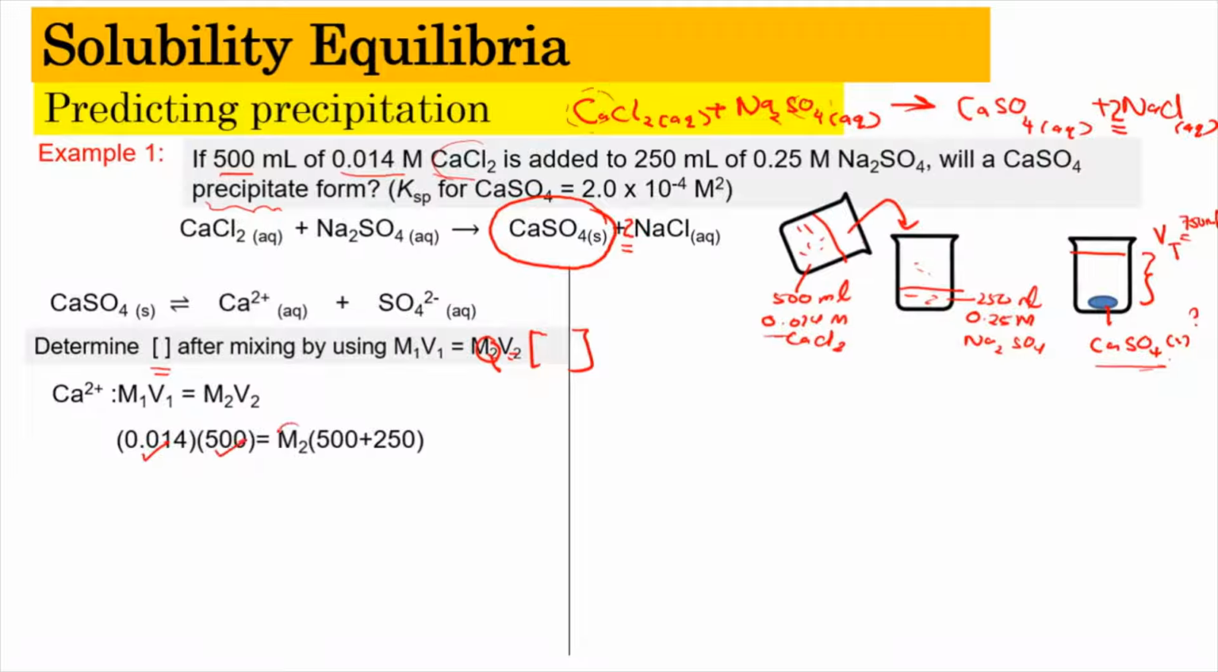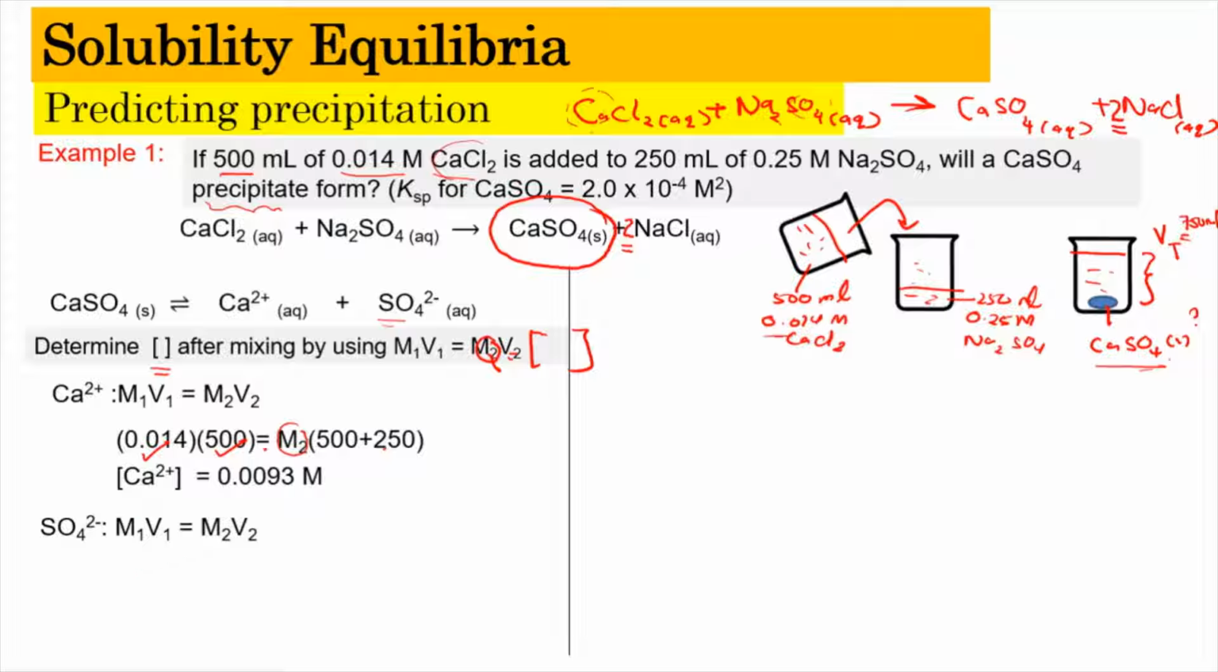And then we need to find the new concentration. For the volume here, it's going to be the summation of the two solutions together in order to produce this solution, which is 750 ml. So once we do the maths here, we're going to get the new concentration of the Ca2+ after mixing to be 0.093 molar. Next, we're going to find the concentration of the SO4 2- using a similar step.